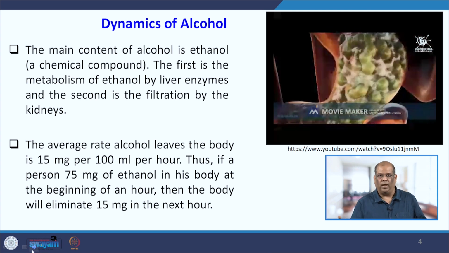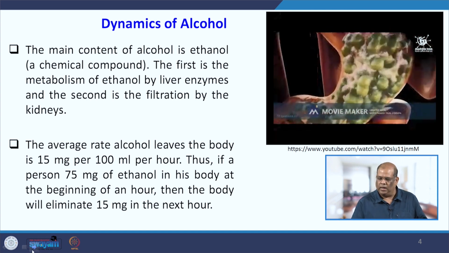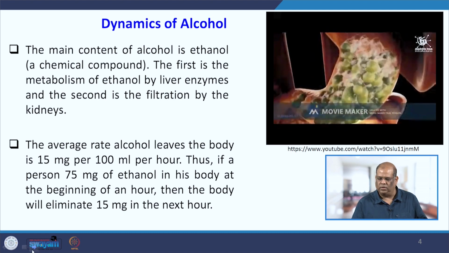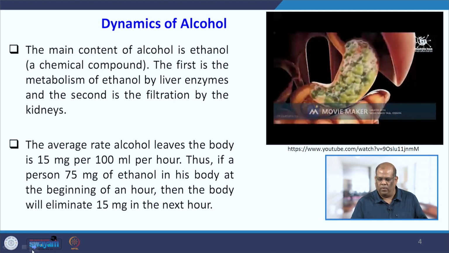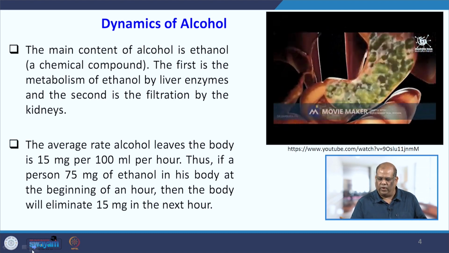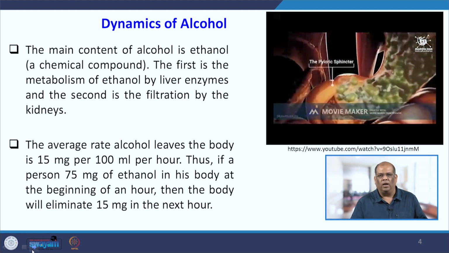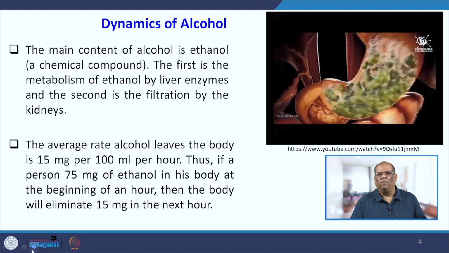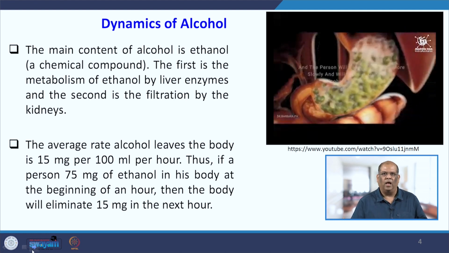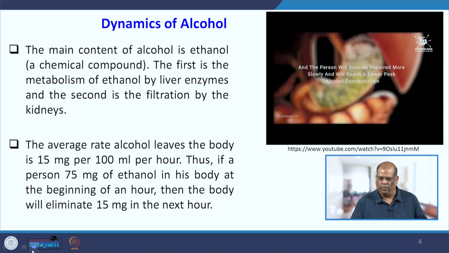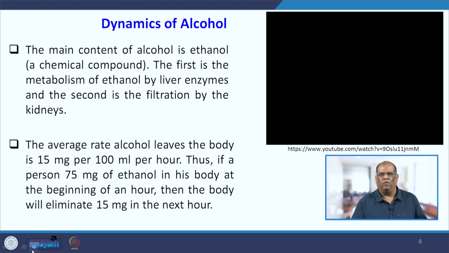However, if you take some food, the alcohol is trapped with the food, and it finds it difficult to pass to the small intestine. That is why it is always advisable that when you take alcohol, take a lot of food. In that way, it will affect your body much more slowly.